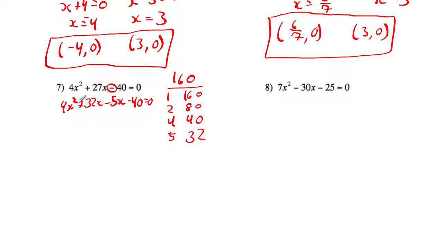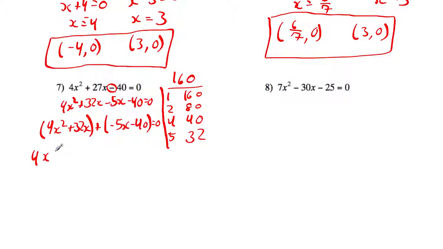And I can group these and factor these. Now be very, very careful with this. Notice how I'm going to do this. I'm going to have 4x squared plus 32x. And then I'm going to have plus negative 5x minus 40 equals 0. Notice I did not put a minus sign between these two parentheses. That's going to change everything inside. So don't just put parentheses. Make this a plus and include this negative sign inside the parentheses.